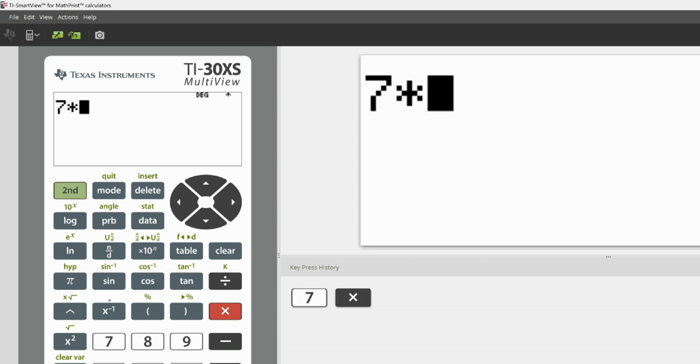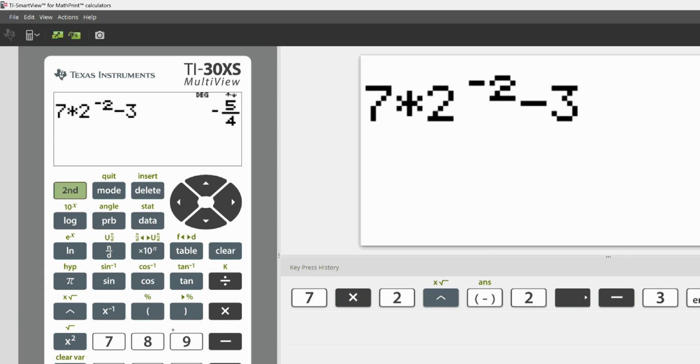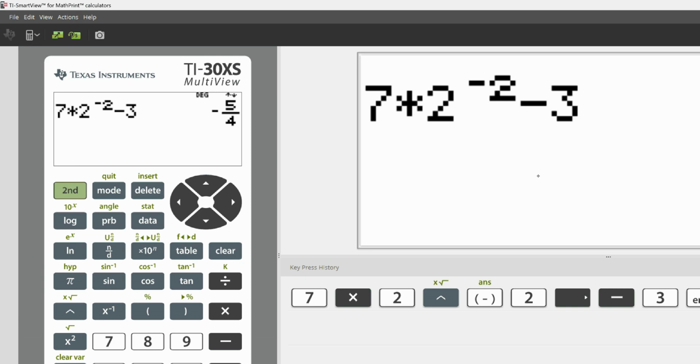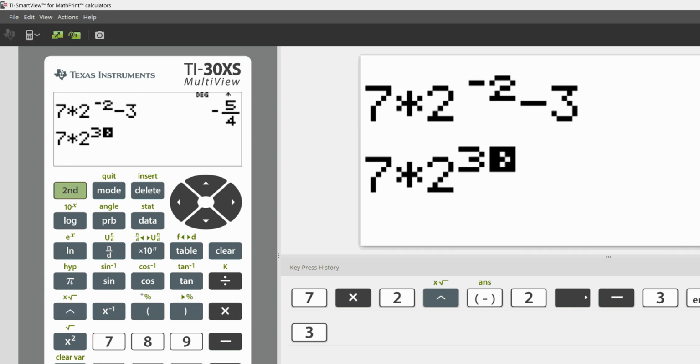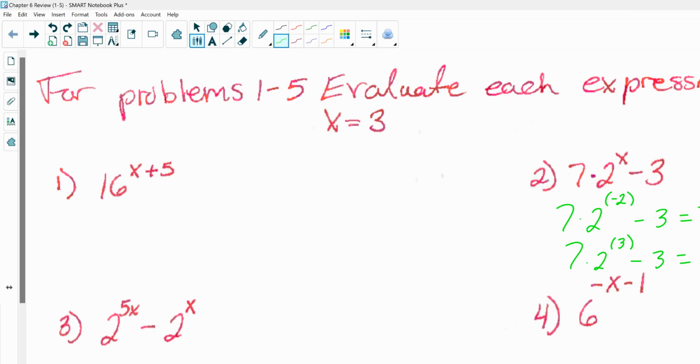So 7 times 2 to the -2 minus 3 is -5/4. And then we can do the same. 7 times 2 to the third minus 3 is 53. If it gives you a decimal number, round to the third place. If it doesn't, write the whole thing out.